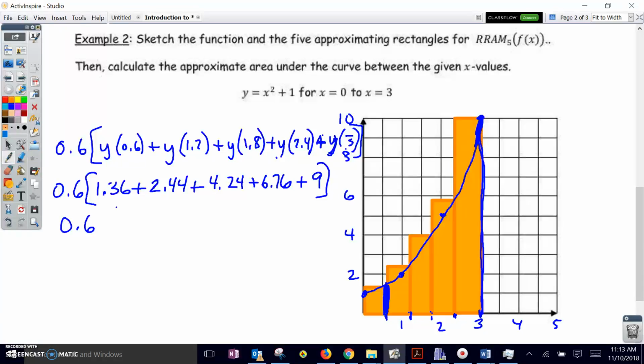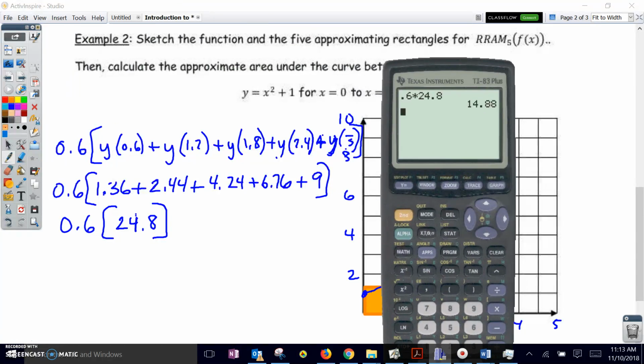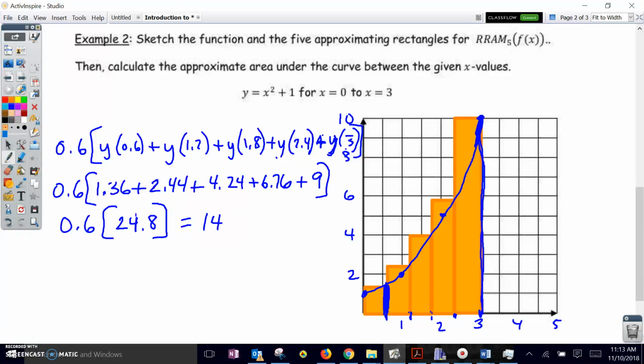And then I'll add all of those values together. Gives me 4.8, 9.04, 15.8, 24.8, and then I multiply 0.6 times 24.8, and I get 14.88 for my RRAM approximation of the area underneath this curve. And now we know that's an over-approximation.